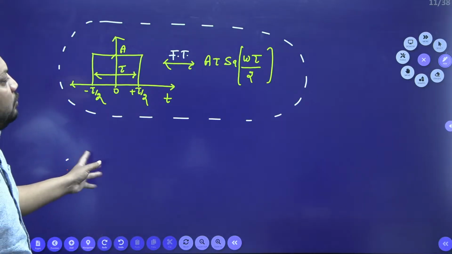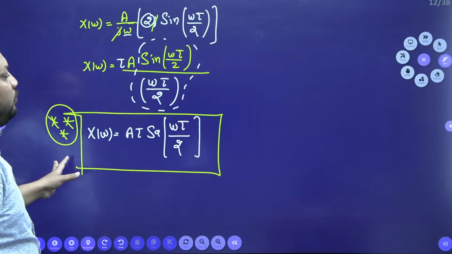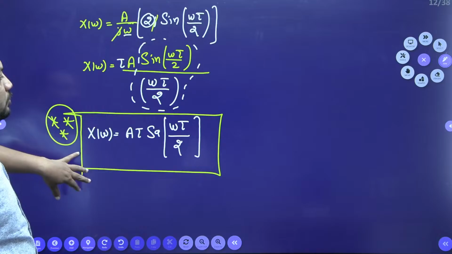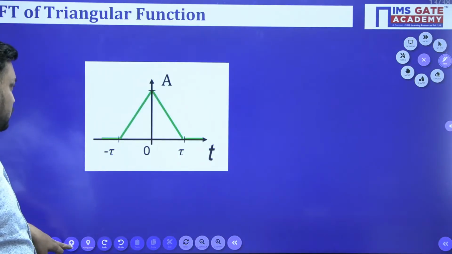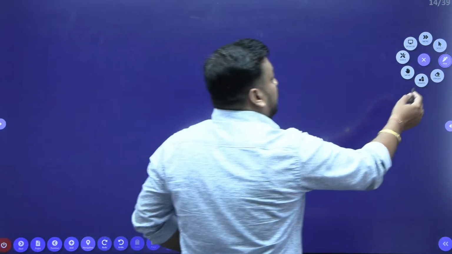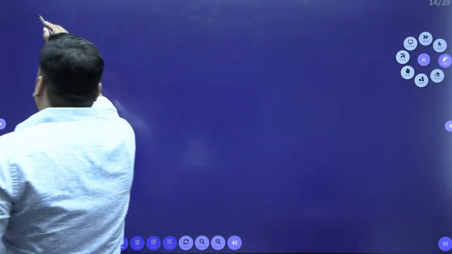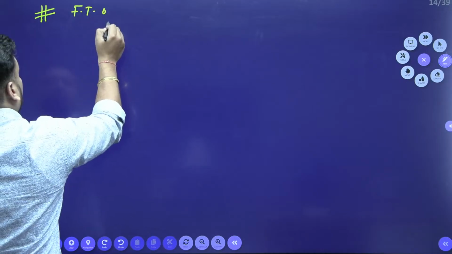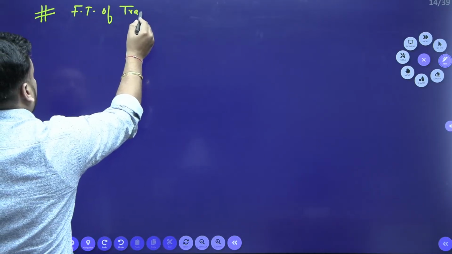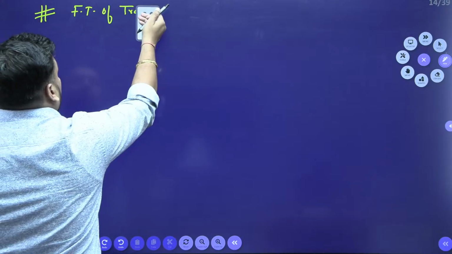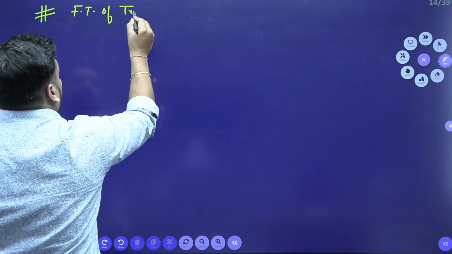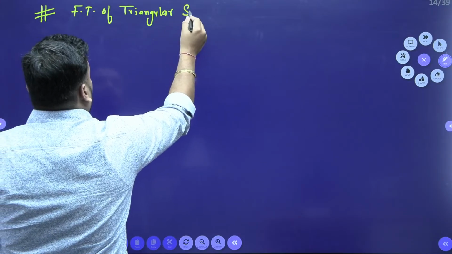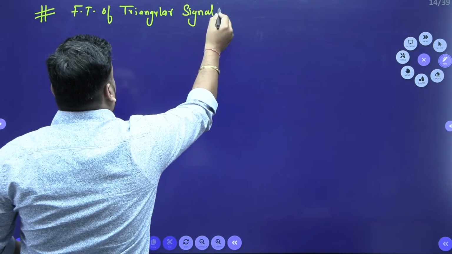So students, similarly, if I am looking for the Fourier transform of a triangular pulse, let us talk about the triangular pulse. How to write the Fourier transform of a triangular pulse? After that, examples will come. So the Fourier transform of a triangular signal.